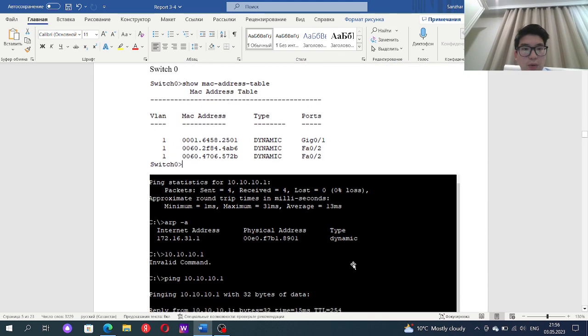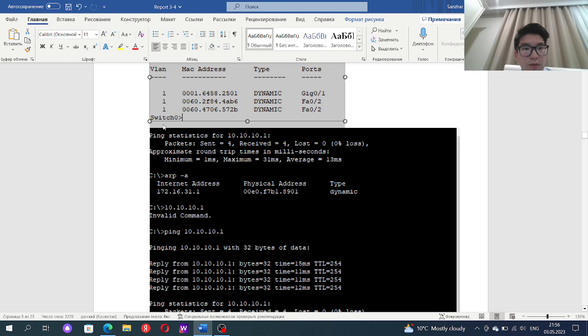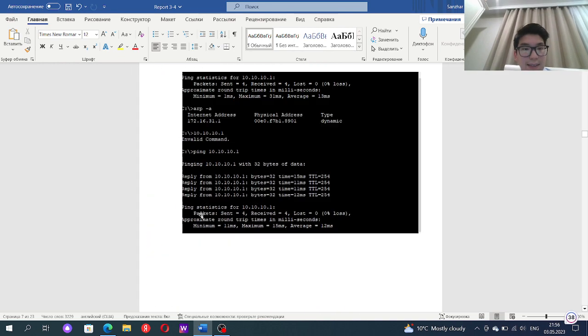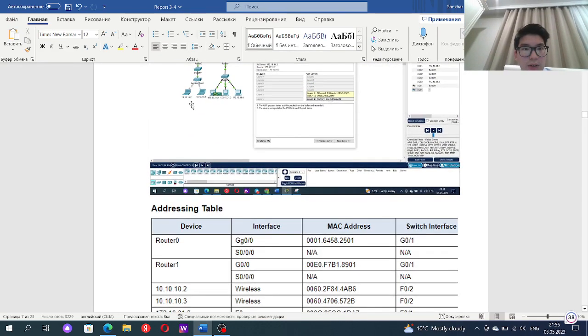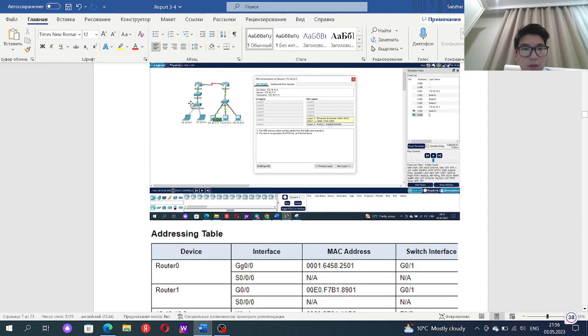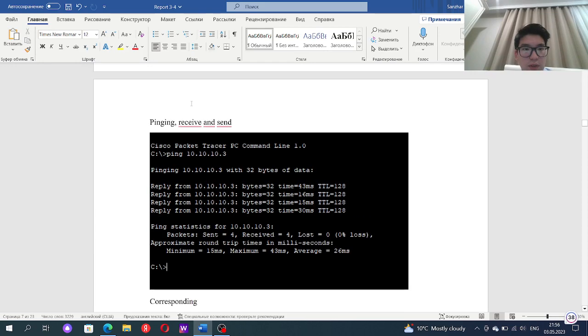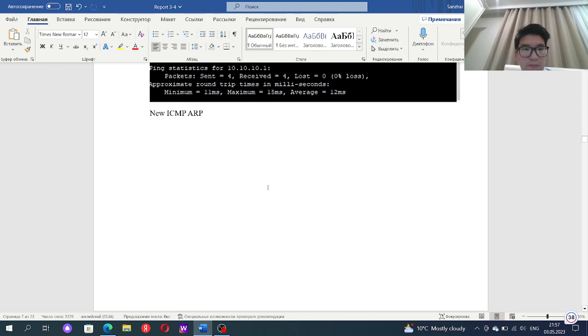We did the same thing on switch 0: show MAC address table. We firstly wrote arp -a to check, and then we started pinging 10.10.10.1, our computer. We pinged it correctly, and it was pinged and received fully.